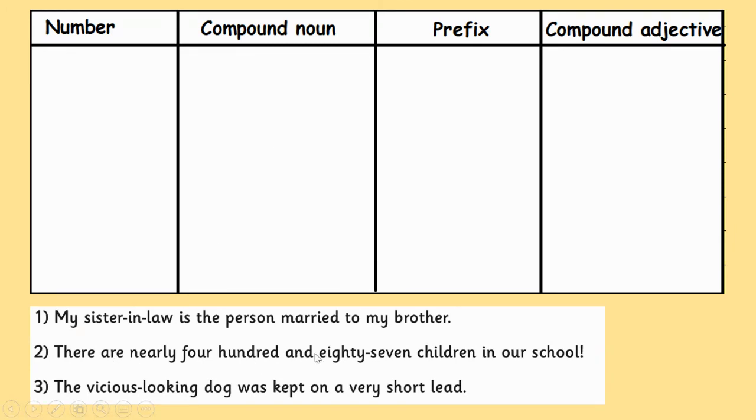There are nearly 487 children in our school. Now I can see that 87 has my hyphen, and I know that that's a number. So I know that I need to write 87 in my number section on my grid. The vicious-looking dog was kept on a very short lead. So I can see that vicious-looking contains my hyphen. I know that dog is a noun and vicious-looking is describing the dog, which means that vicious-looking would be a compound adjective. So I would write it in my compound adjective box on my grid.